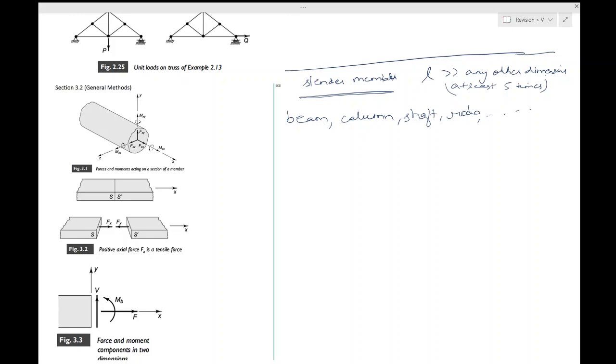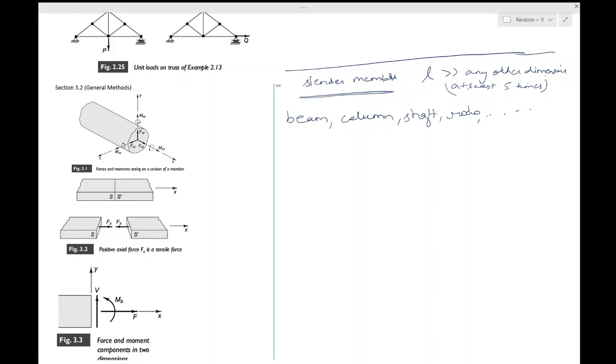For example, a shaft is meant for rotation. A rod is meant for extension or compression. A beam is meant for bending. A column can buckle. Okay, so there are many applications, and you will see all this being used. The only thing common to all of them is they are all slender members, meaning the length is much larger than any other dimension of the structure.